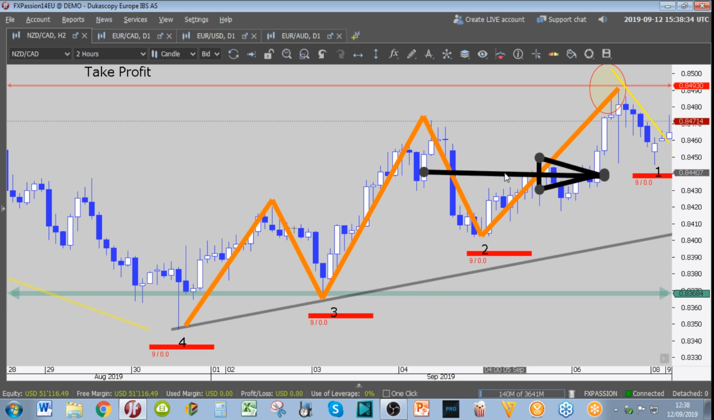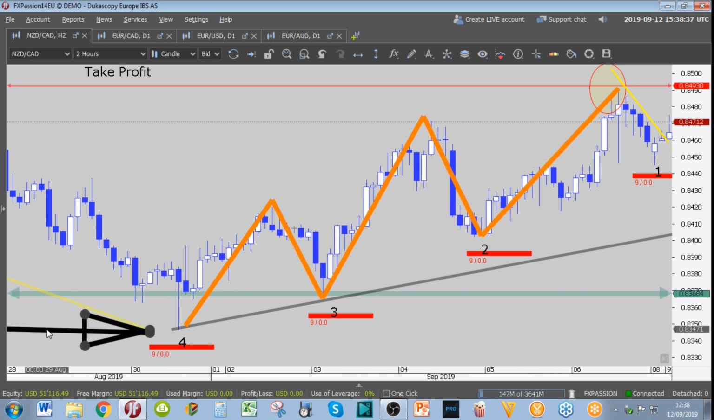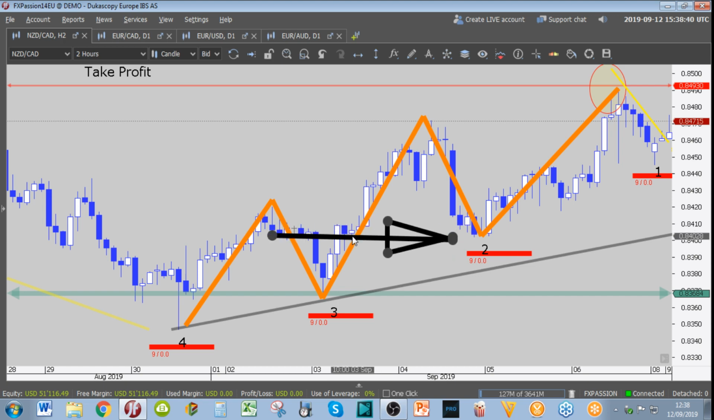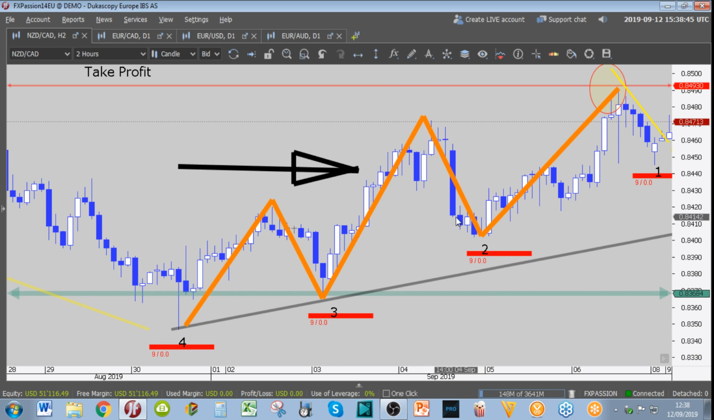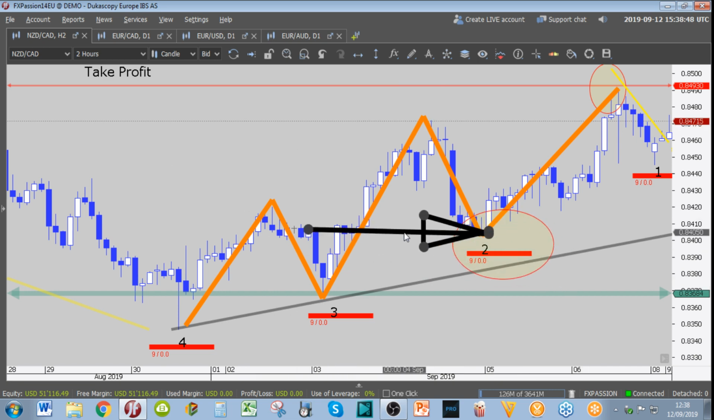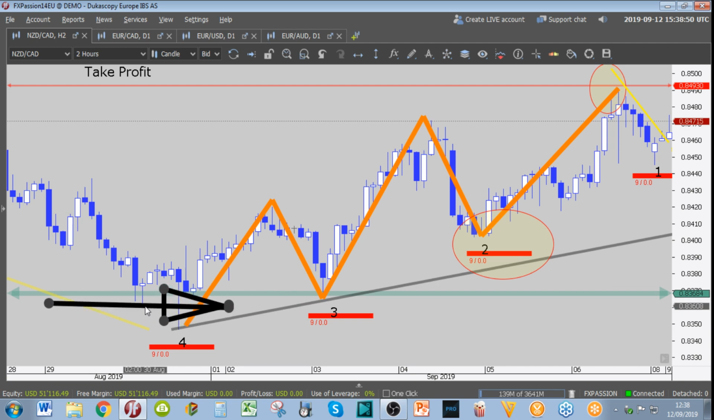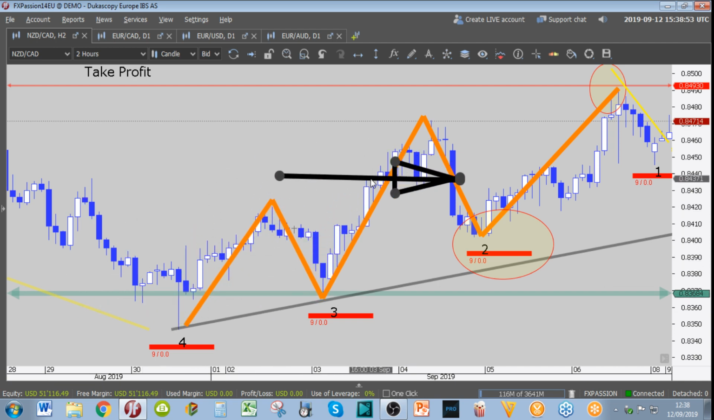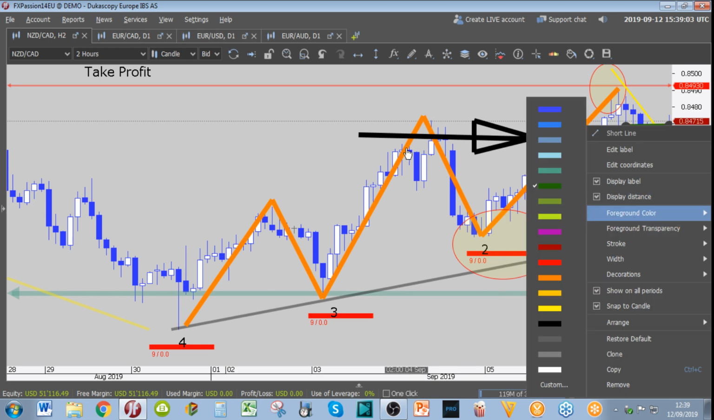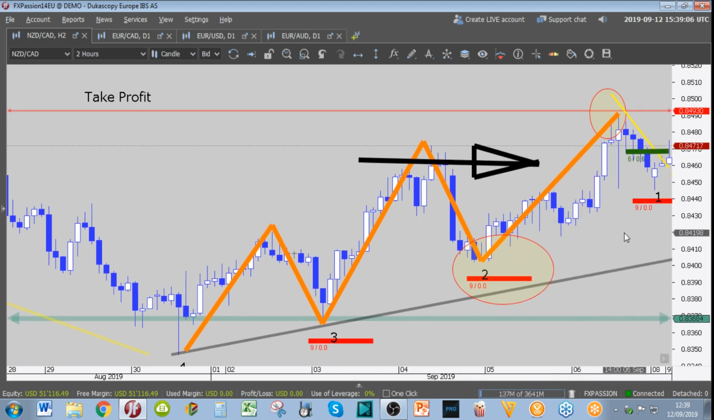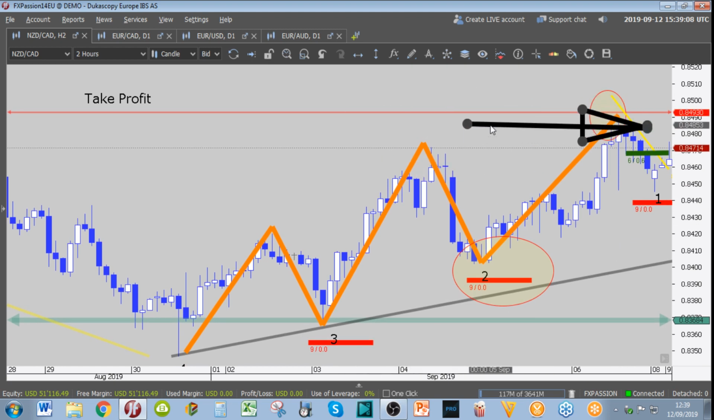Why near 1? Sorry, near 2. Again, there is no right or wrong. You're thinking maybe that the most logical place is the stop loss number 2, right? Because it's the same logic: extension, retracement, extension, retracement, extension. So if we are entering in here, this is going to be our entry. And this is an area and the market bounced.